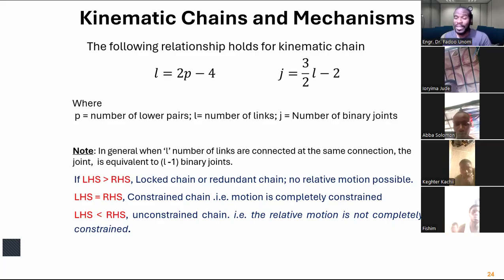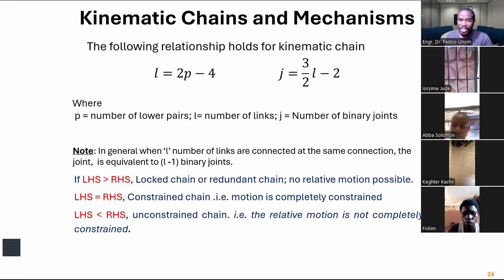A higher pair is one that allows for a point or line contact. Any rolling contact is a higher pair because it's just a line contact. So if we know the number of links in a kinematic chain and we know the number of lower pairs, we check that this relationship works, that the number of links in that kinematic chain is exactly the same as the right-hand side of this equation, 2 times the number of lower pairs minus 4. If the left-hand side is the same as the right-hand side, then it is a kinematic chain.